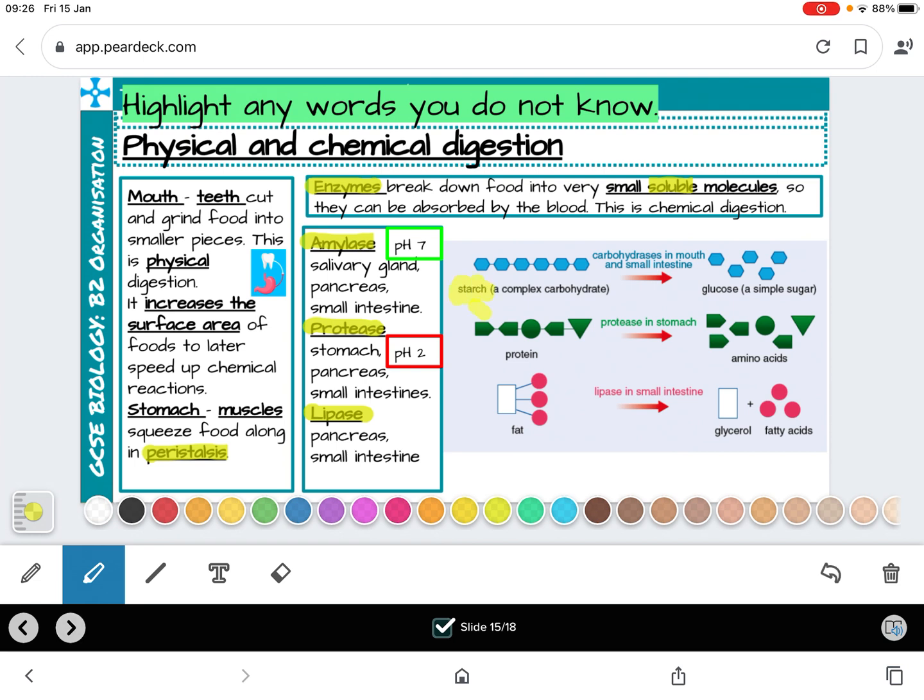So we've got starch, which is a long chain carbohydrate, and amylase will break it down into glucose, which is a simple sugar. We've got long chain proteins, and the enzyme protease will break these down into something called amino acids. And then we have long chain fats, or large molecules of fat, and these will be broken down by lipase into glycerols and fatty acids. So we're taking large molecules, breaking them down into small molecules.